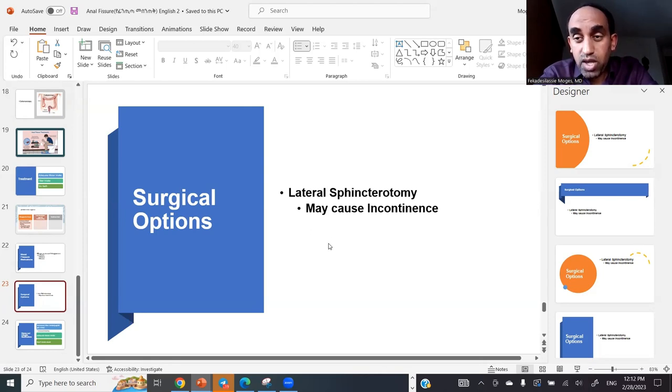It may cause incontinence. So you have to be really careful because you are cutting the sphincter muscle. You may end up converting this patient from having one problem to giving him another problem in the form of incontinence. So you should know the anatomy and you should know what you are doing when you are doing this procedure.